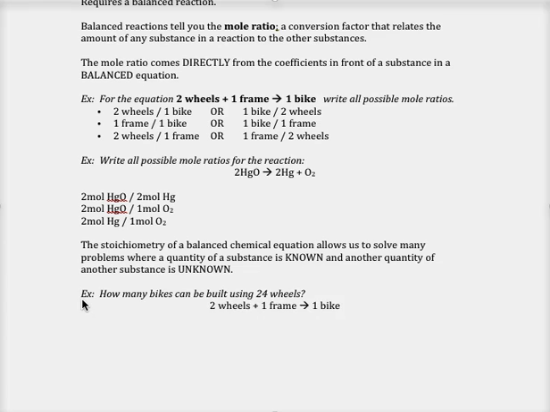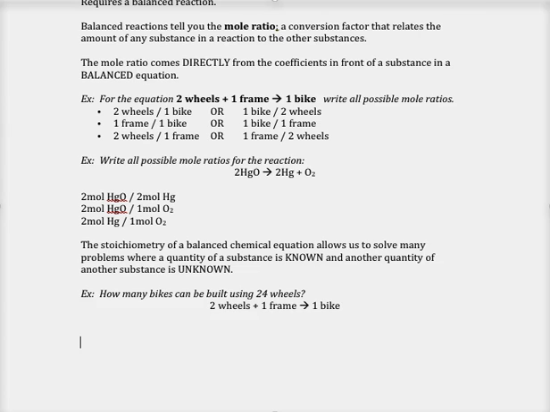How many bikes can be built using 24 wheels? Now, this is pretty easy to do off the top of your head. You could probably just very quickly say 12 bikes because it's going to take 2 wheels for every bike. You have 24 wheels. That's one that we can do very easily.